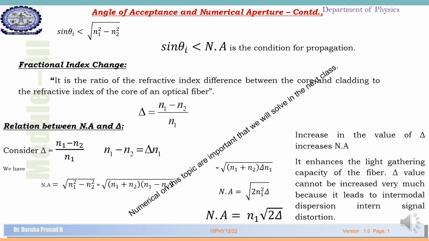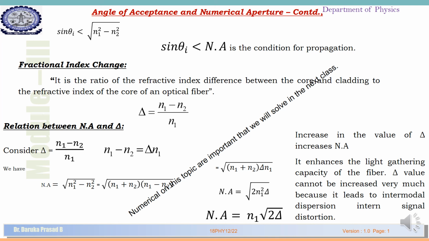So, derivation is not required, just remember this expression. This is the definition of fractional index change, and its equation is delta equal to (n1 minus n2) by n1. And one more small thing is the relation between numerical aperture and the fractional index change. You take the fractional index change expression, delta equal to (n1 minus n2) by n1, and rearrange it, then n1 minus n2 equals delta into n1. Don't take delta n1 as a change in n1. It is a product of the fractional index change and the refractive index of the core.